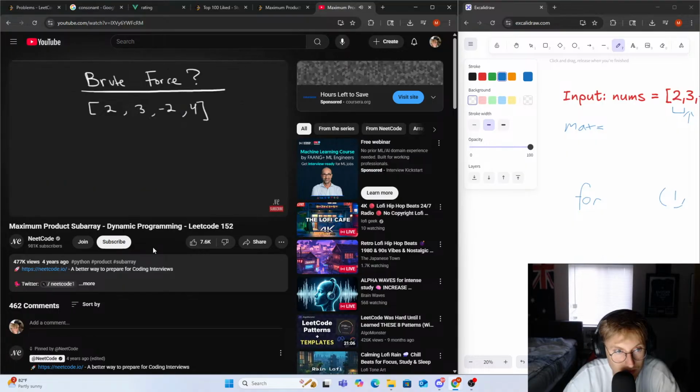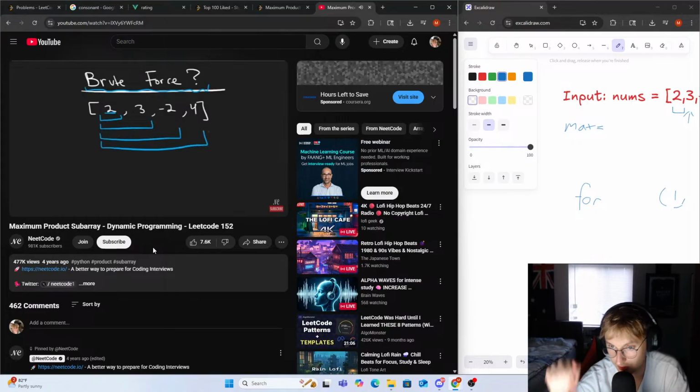So what's your first idea for how to solve this problem? Maybe brute force, right? Is there a brute force solution to this? Well, we want to find a subarray, so why don't we just try every single subarray? Let's say all subarrays starting at 2. We've got 1 subarray, 2 subarrays, 3. And for each of these, let's just calculate the product. The first one is 2, the next one is 2 times 3, the next one is 2 times 3 times -2, and the last one is 2 times 3 times -2 times 4.